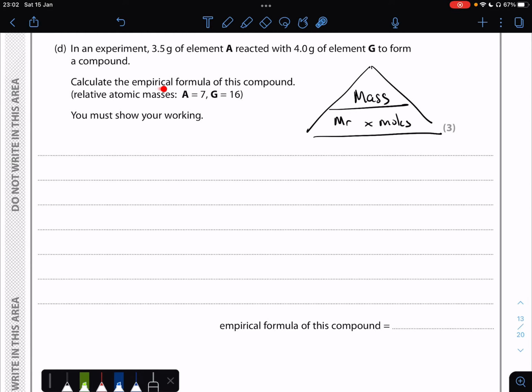So this question is a calculation and it wants us to work out the empirical formula. To do this, we base our empirical formula calculation on this triangle, which is Mr. Moles lives underneath the mass.